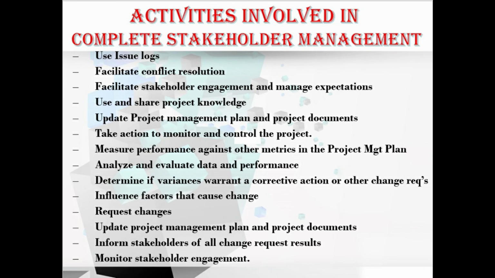And the next step, we need to determine if variances warrant a corrective action or any other change required. And the next step is we need to influence the factors that cause the changes, and if required we need to request the changes, and update the project management plan and the project documents, and inform the stakeholders of all these change requests, and at last we need to monitor the stakeholder engagement. So all these steps are involved in project stakeholder management.